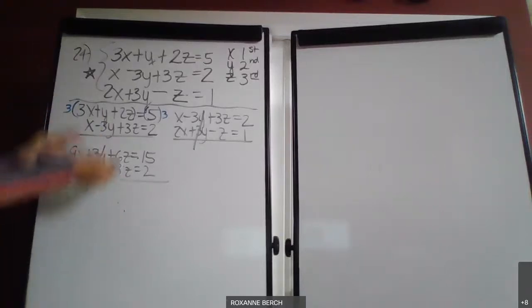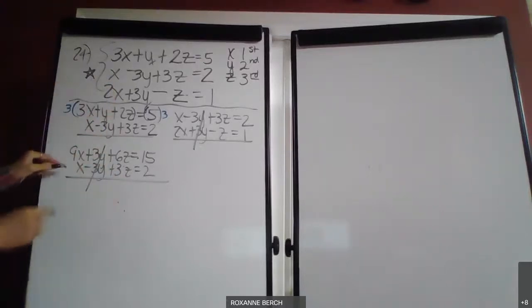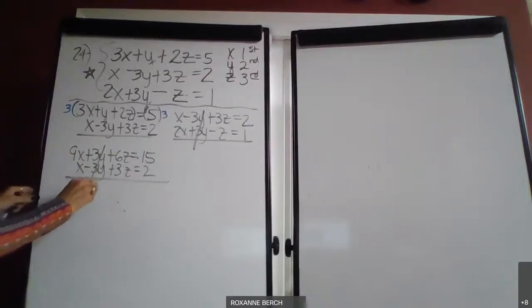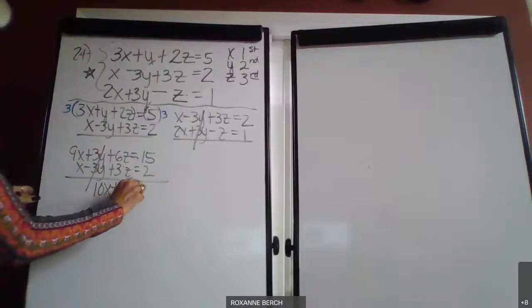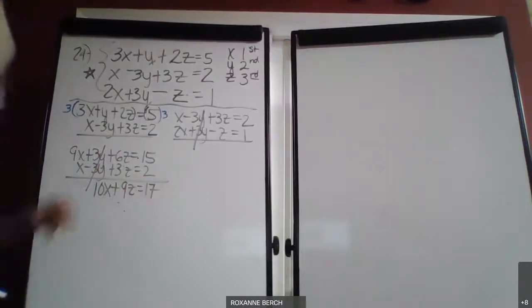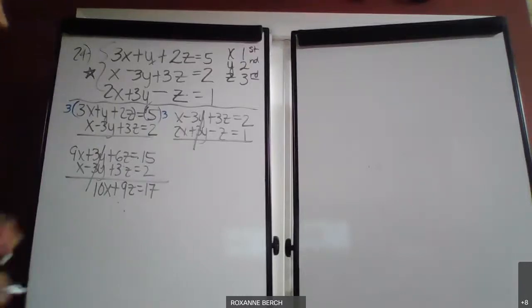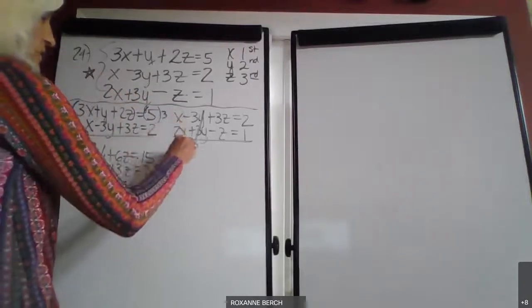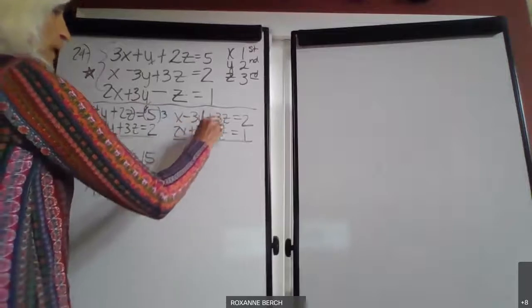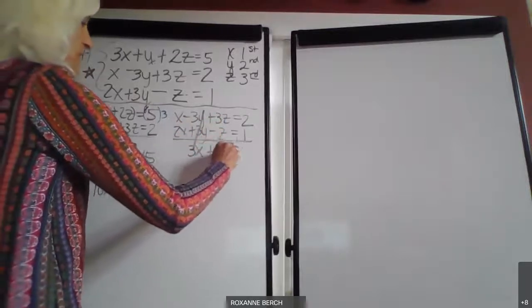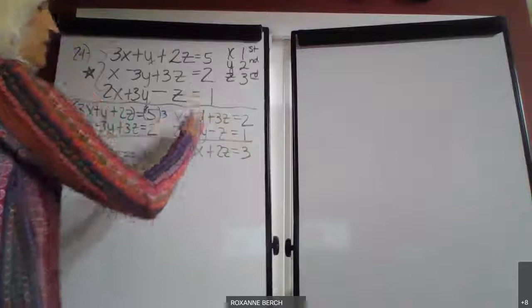All right, so let's work with this one first. So when you add, 9 plus 1 is 10x, 6 plus 3 is 9z, is equal to 17. So that's one of our equations in 2 variables. The other one is 2 plus 1 is 3x, 3 minus 1 is 2z equals 3. So remember, you're adding.